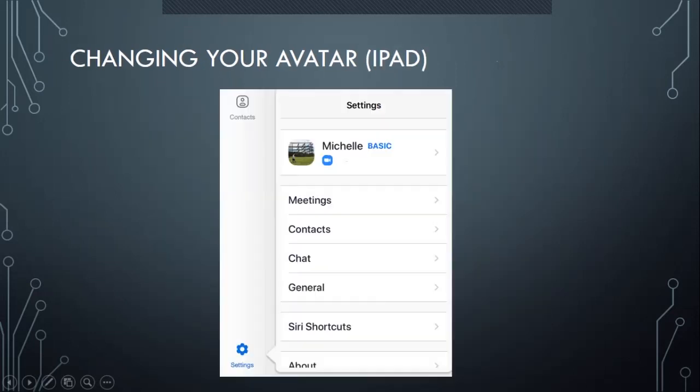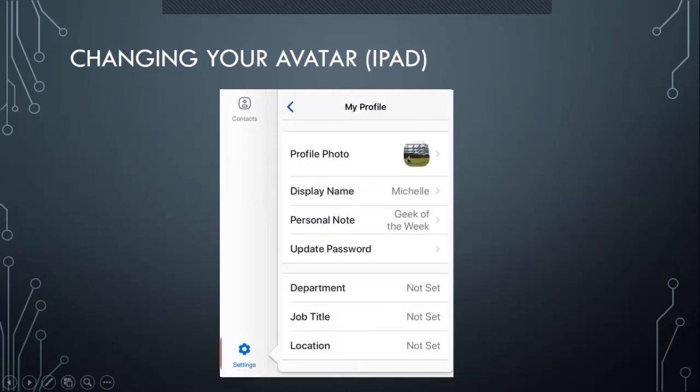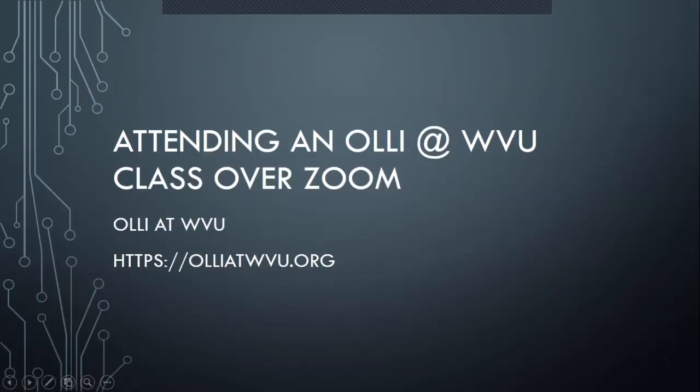On an iPad or on a phone, you're going to again look for that settings, that gear icon. On an iPad, it'll be on the lower left corner. On a phone, it may be in the upper left corner. You're going to click on settings and then find yourself here and click on your name. Then where it says profile photo, that's where you'll click, and you can choose a new profile photo.